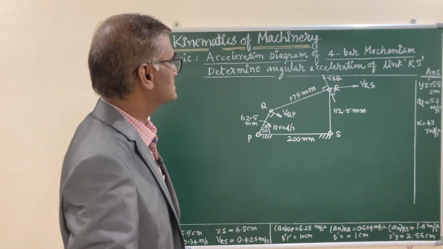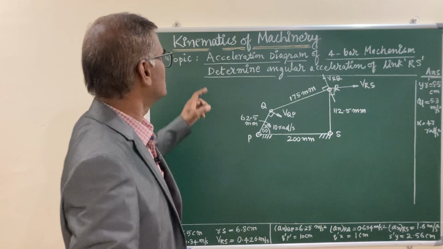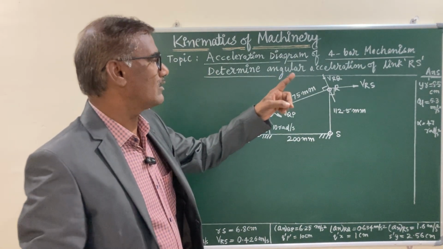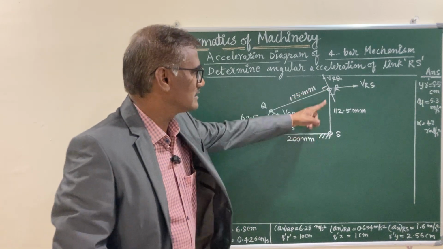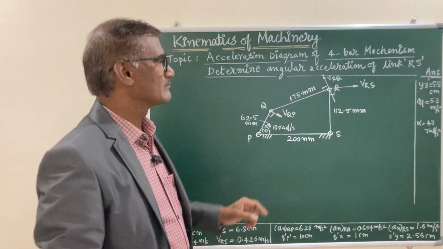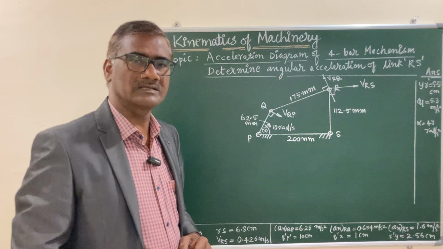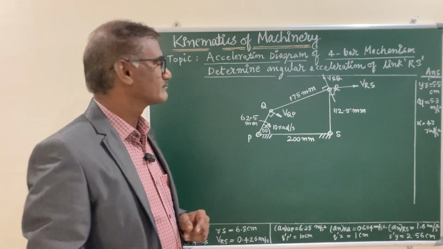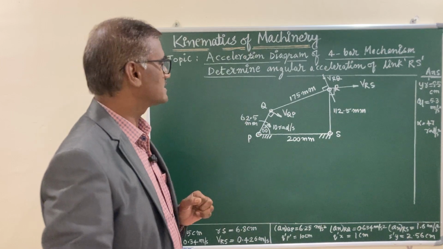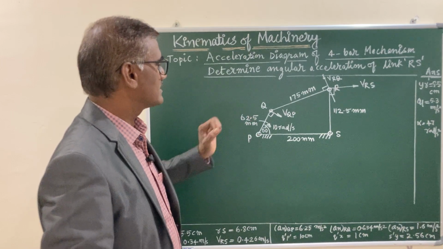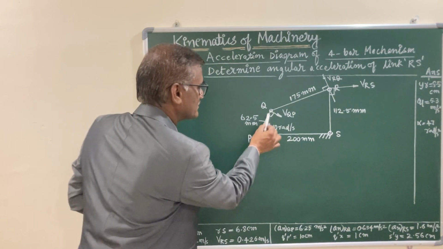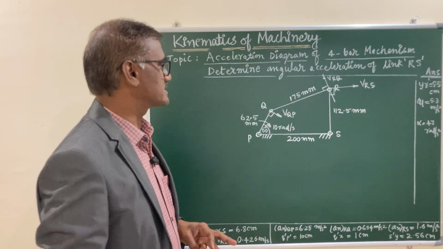So, after drawing this particular diagram, he is asking what is the angular acceleration of link RS. RS is nothing but your output link. In order to calculate the angular acceleration, first of all you have to draw the velocity diagram. For this given configuration diagram, you have to draw the velocity diagram, and the angular velocity of the driving link is given as 10 radians per second.